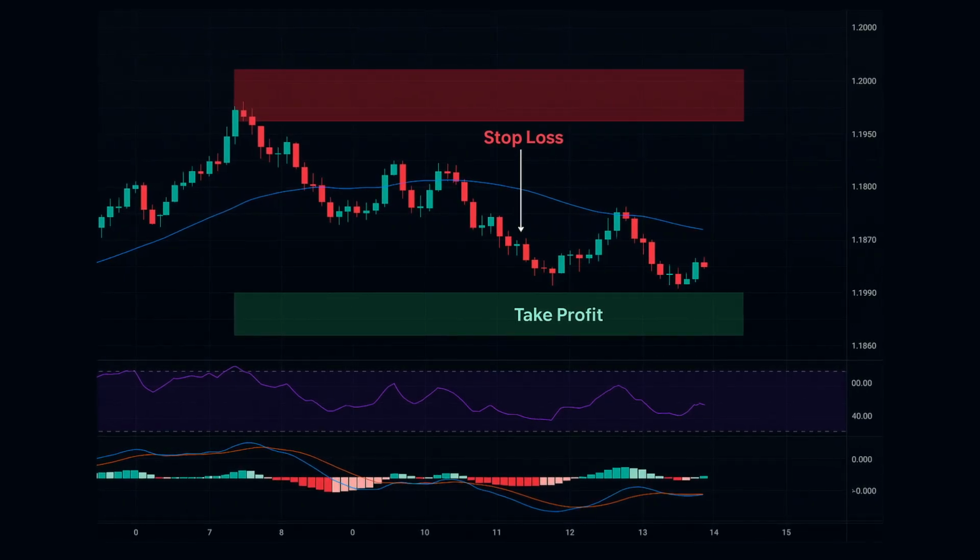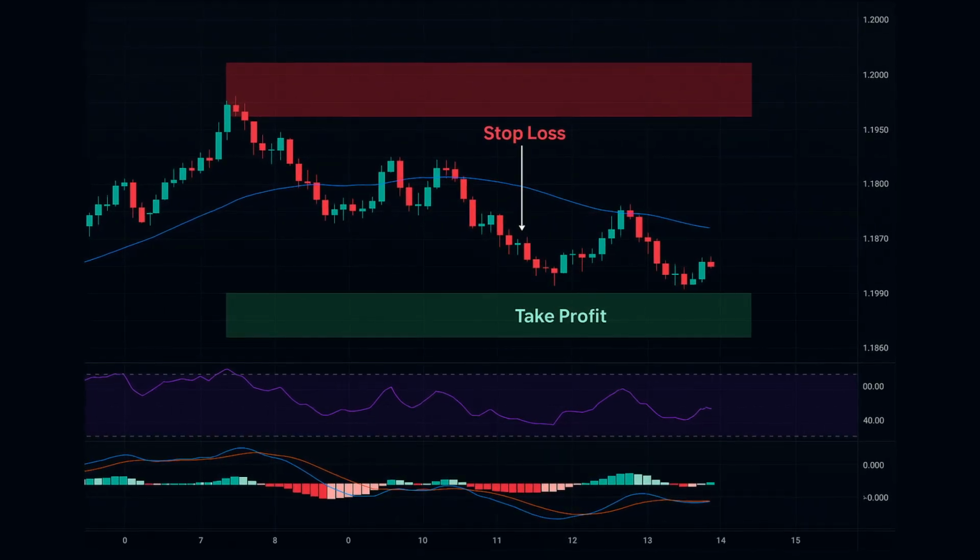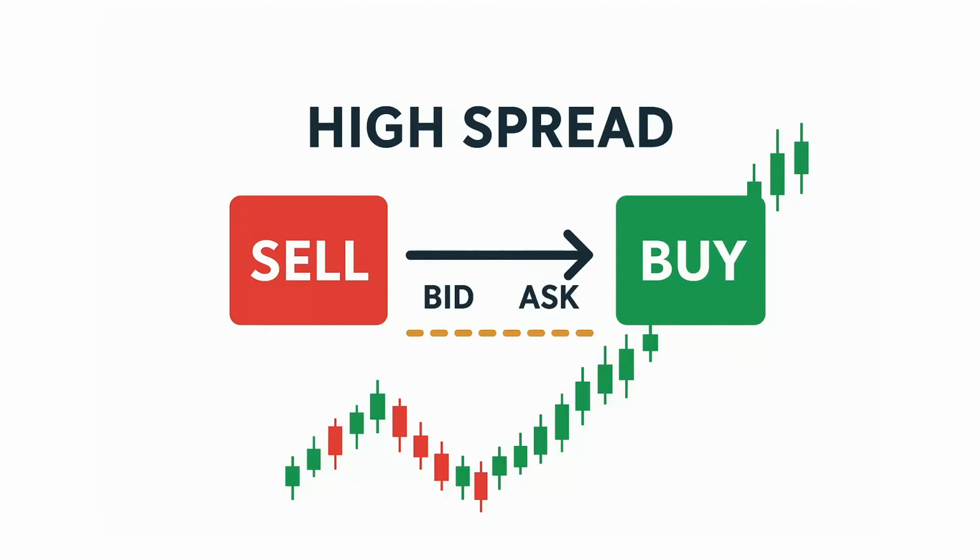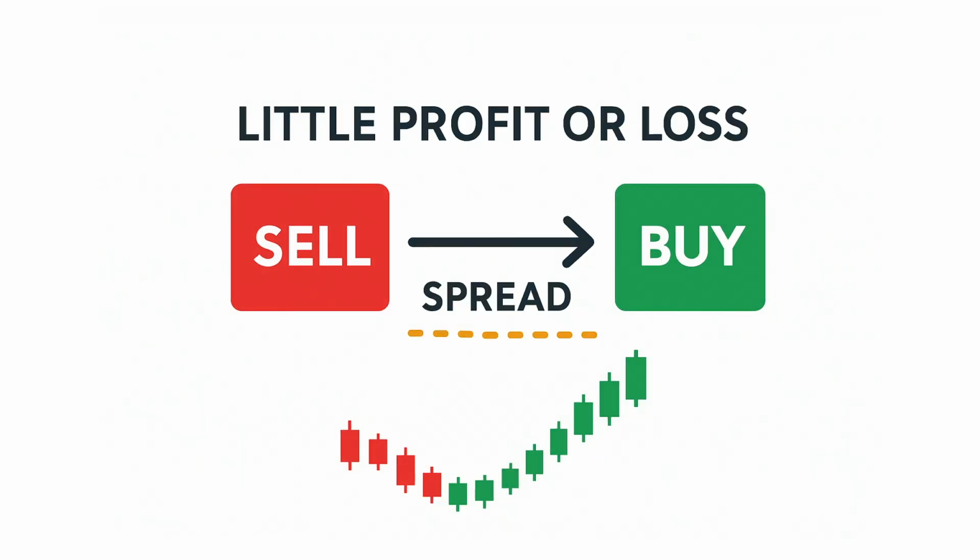Picture this. You have a good trade setup and eventually the market moves in your favor. If your broker charges high spreads, it can cause you to close the trade with little profit or even a loss because the spread has eaten into your profit.